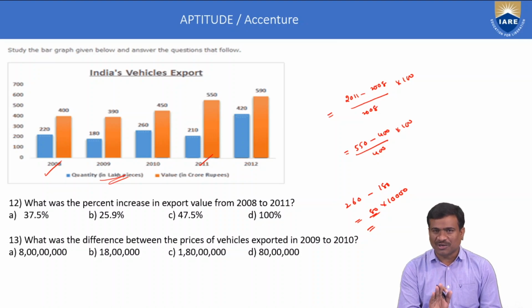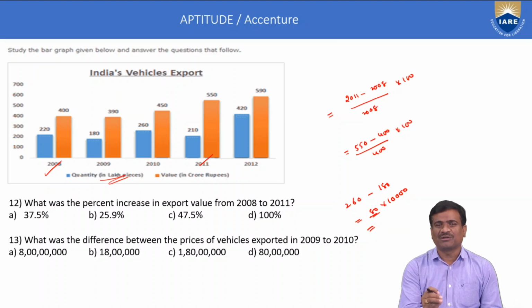In data interpretation, the important ones are bar chart and pie chart. These two charts are very important to the Accenture test pattern. For data interpretation, simplification, the average concept, the ratio and proportion concept, and the profit and loss concept are important. Definitions are only important for data interpretation.